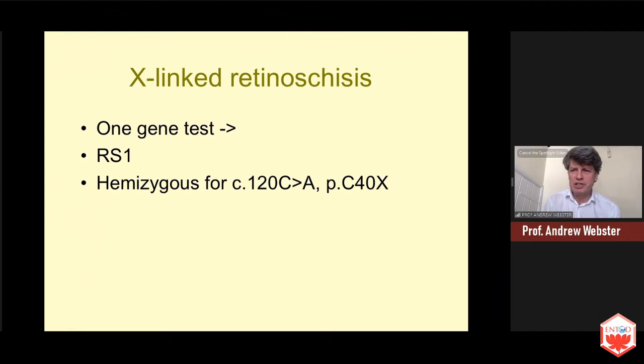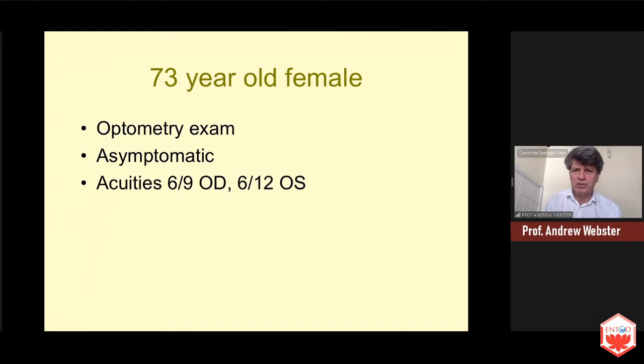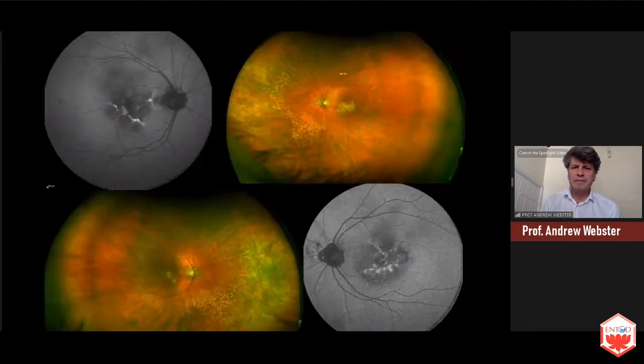But he's homozygous for a mutation in the retinoschisis gene. There's one gene that causes this disorder. This is something that's been published in India. This is rare, the rarest one I've shown so far. A 73-year-old lady, not doing too badly actually, but she had an unusual retina.